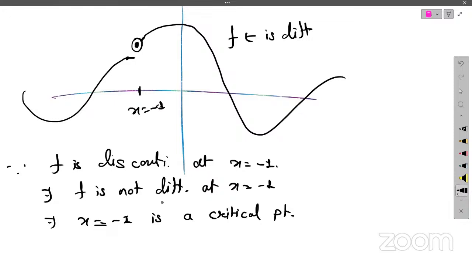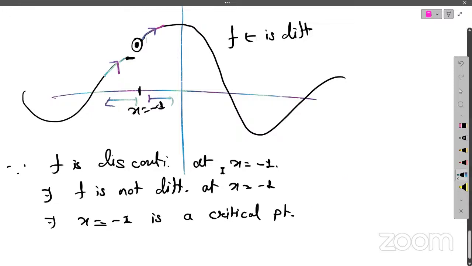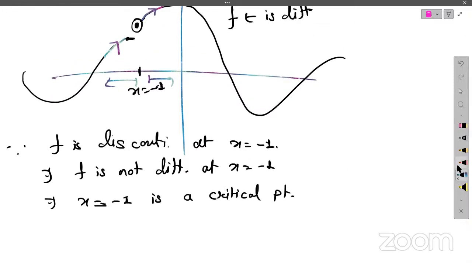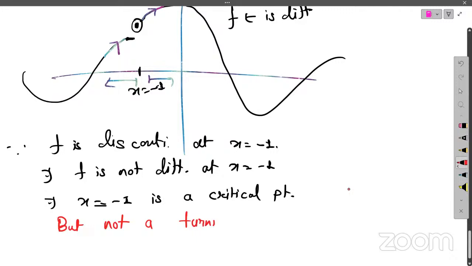But here what is happening? If you consider the behavior of the function over the left-hand side of this point, it is an increasing type of behavior. And over the right-hand side also, it is an increasing type of behavior. So that means at this point, the function behavior is not changing. It is not changing from increasing to decreasing or decreasing to increasing. So that's why it's not a turning point. So here, x equal to -1 is a critical point, but not a turning point. Is that clear?